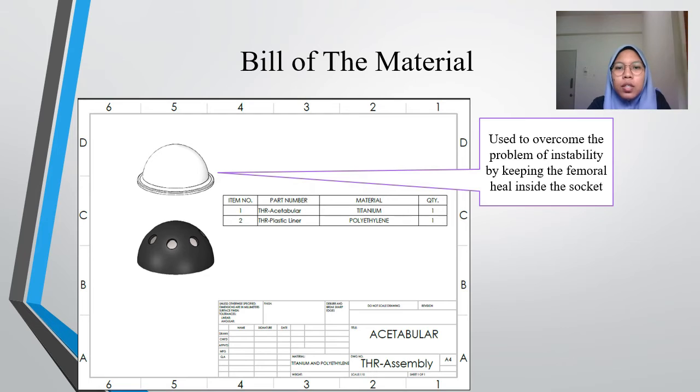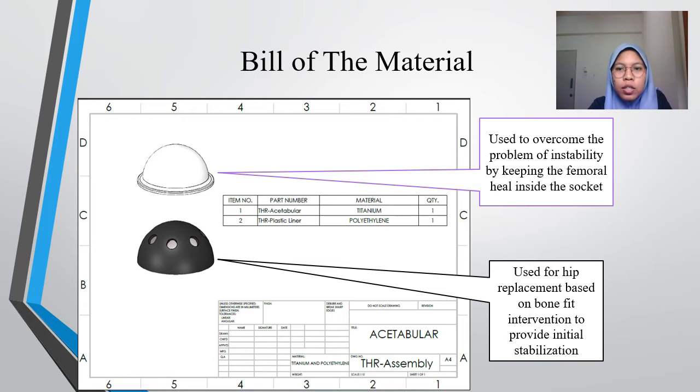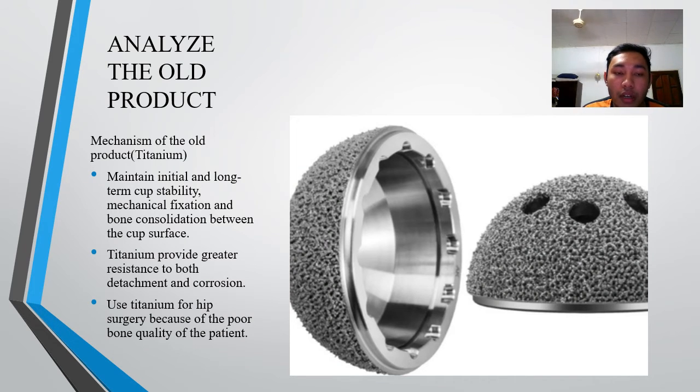The function of the plastic liner is to overcome the problem of instability by keeping the femoral head inside the socket. Next is the acetabular shell. It is used for hip replacement based on bone pin intervention to provide initial stabilization. To analyze the whole product of the acetabular cup, the material used is titanium. The mechanism of using titanium is to maintain initial long-term cup stability, mechanical fixation, and bone consolidation between the cup surface. The titanium provides greater resistance to both detachment and corrosion.